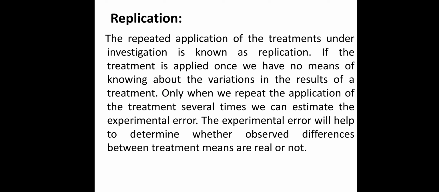The experimental error will help to determine whether observed differences between treatment means are real or not. So the main objective of this design of experiment is to compare the treatments, and for the actual difference to come out, we have to use this principle of replication. Because if we apply only one treatment to one plot of land or one experimental unit, we cannot get the actual difference. So we have to replicate it as many times as required to get the actual difference between the treatments.